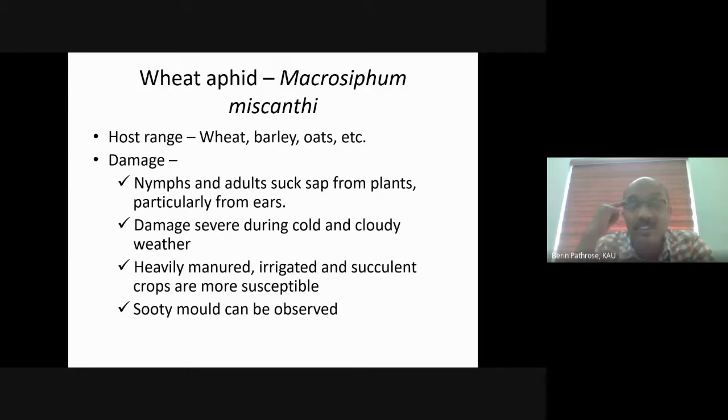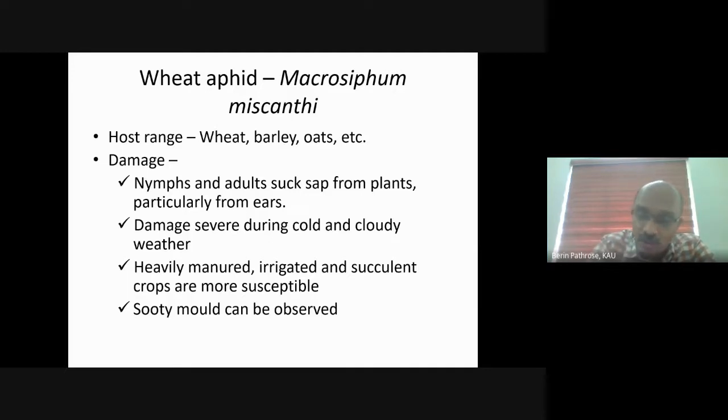In mustard, aphid is a major pest in mustard cultivation. Again, it is a rabi oilseed. So there is a very huge positive correlation with weather parameters such as minimum temperature. If the minimum temperature goes down, it favors aphid multiplication. If there is cloudy weather, then again it favors aphid multiplication. So here also, cold and cloudy weather increases the damage by wheat aphid. It damages mainly ears, or can also damage leaves, but sucks sap mainly from ears.